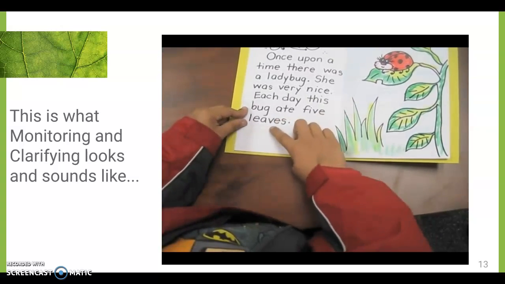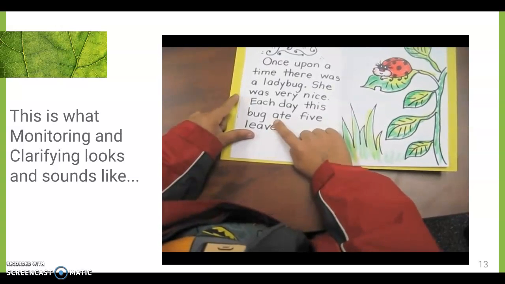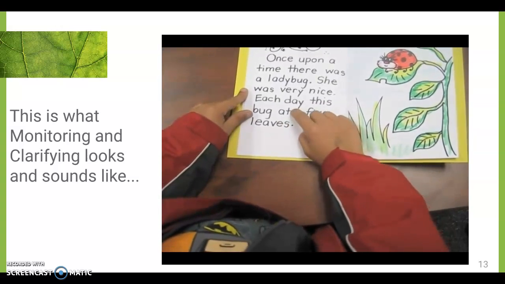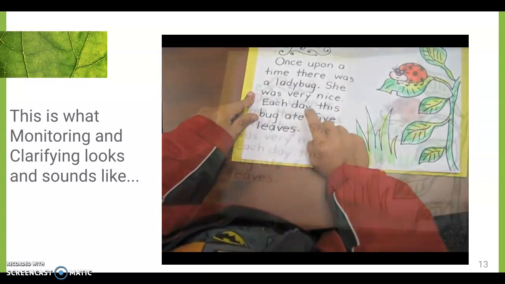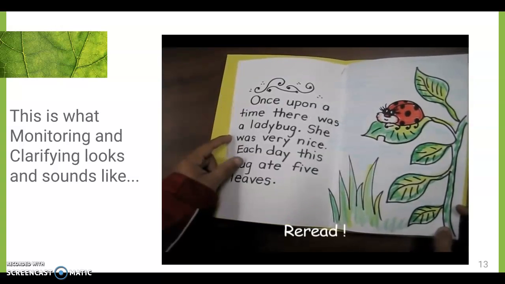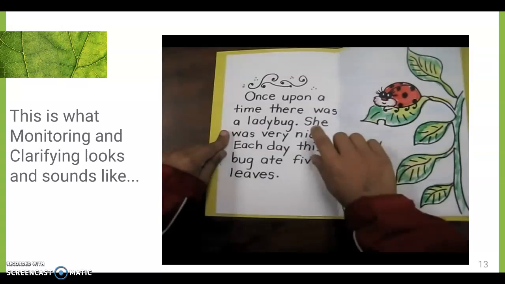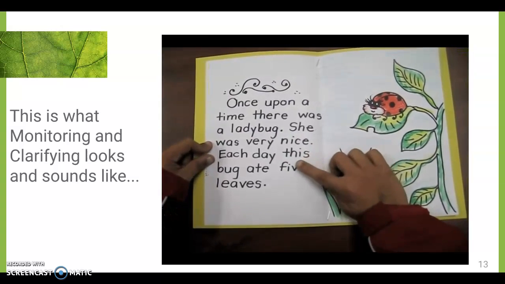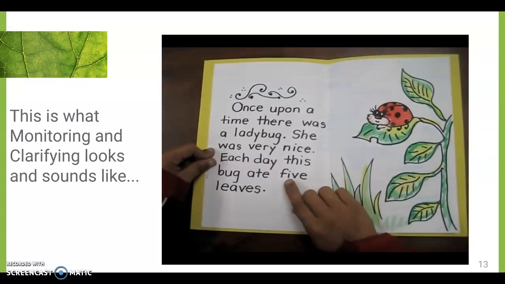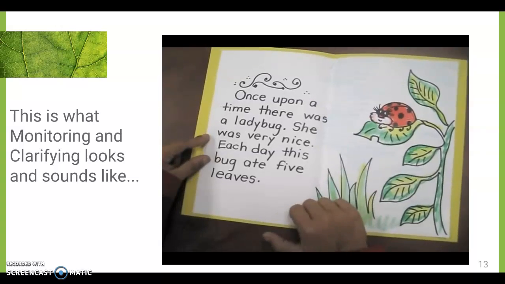5 leaves. Now let's see. Now I know. Oh, now I know 8. I'm about to reread so I can clarify this. Once upon a time, there was a ladybug. She was very nice. Each day, this bug ate 5 leaves. Now I understand it perfectly.